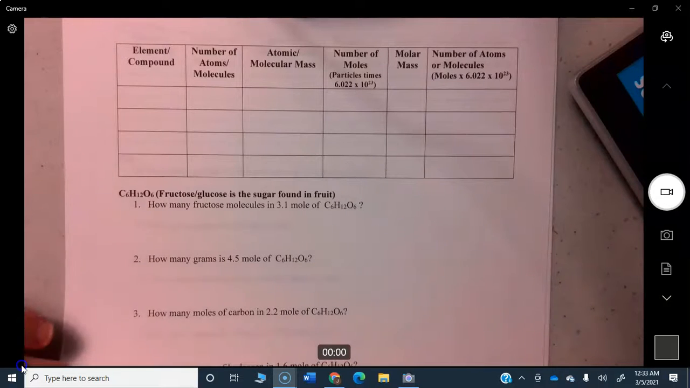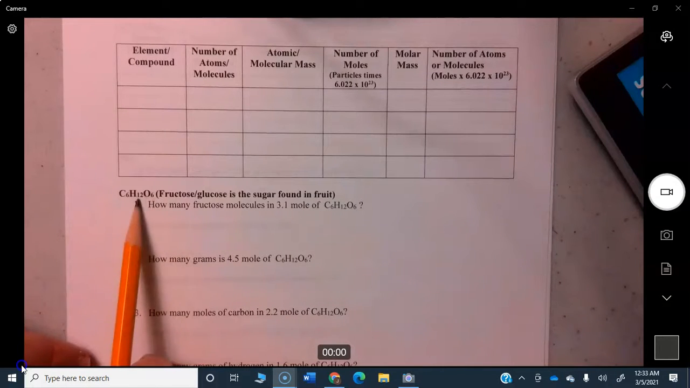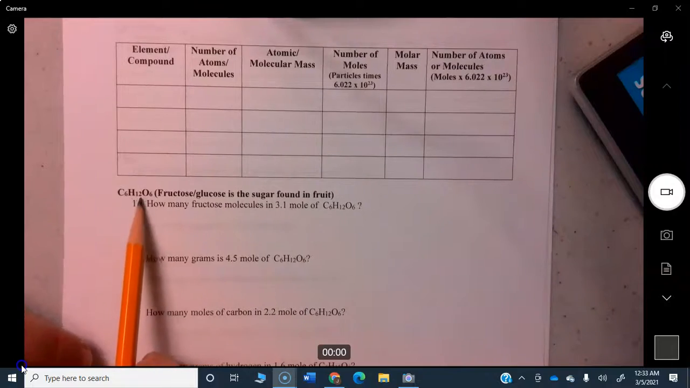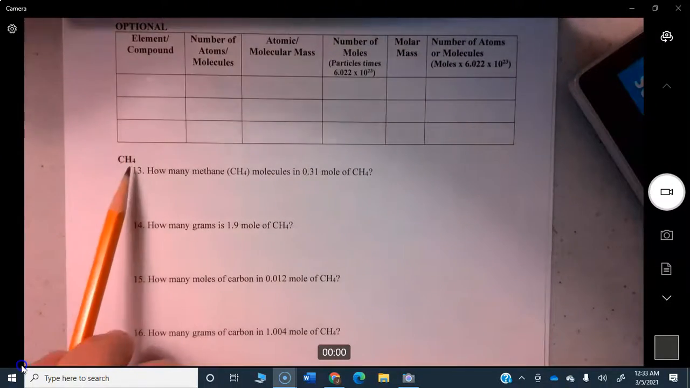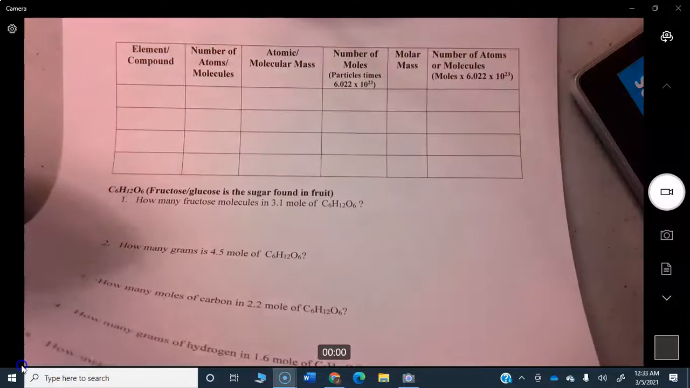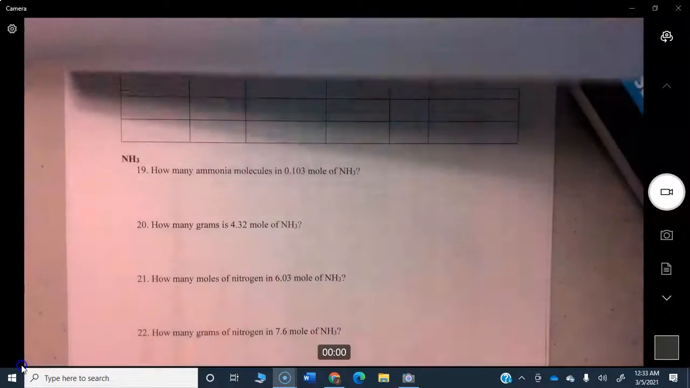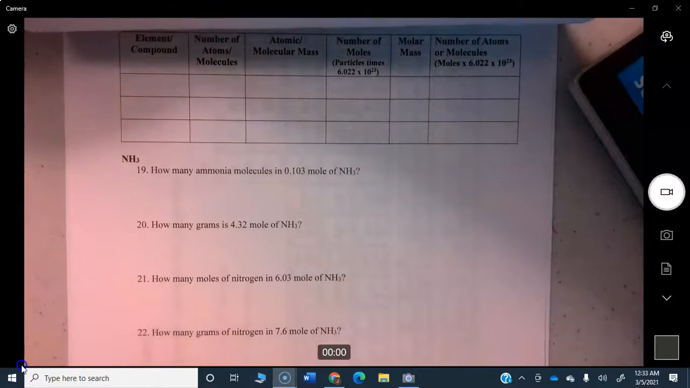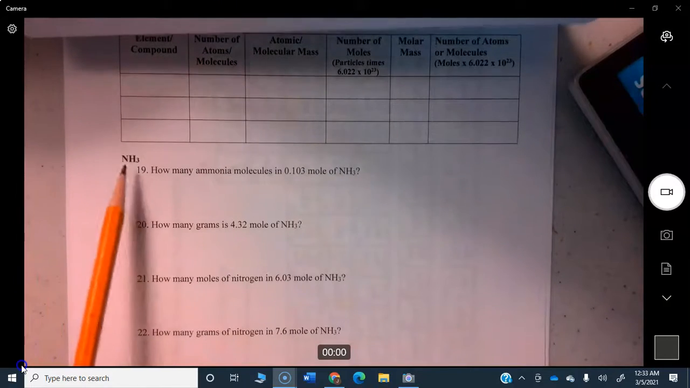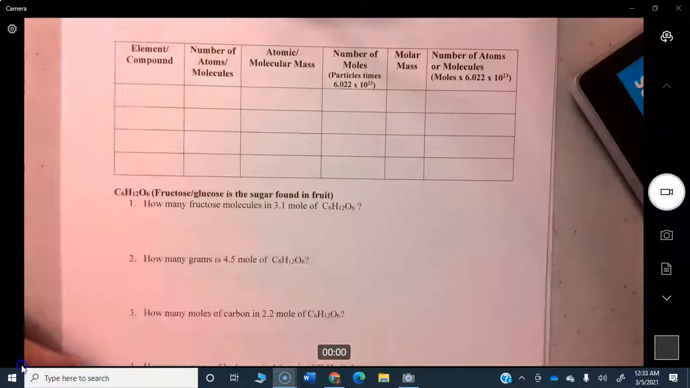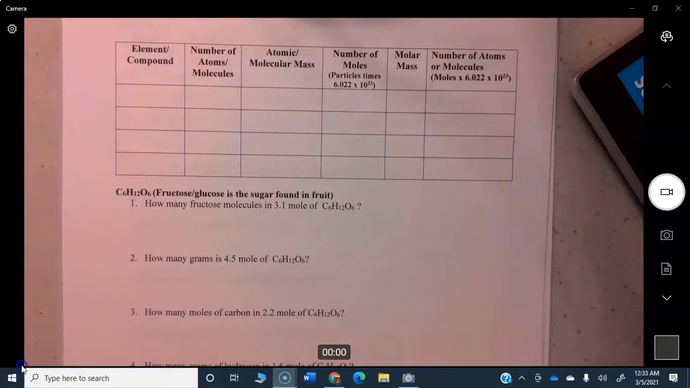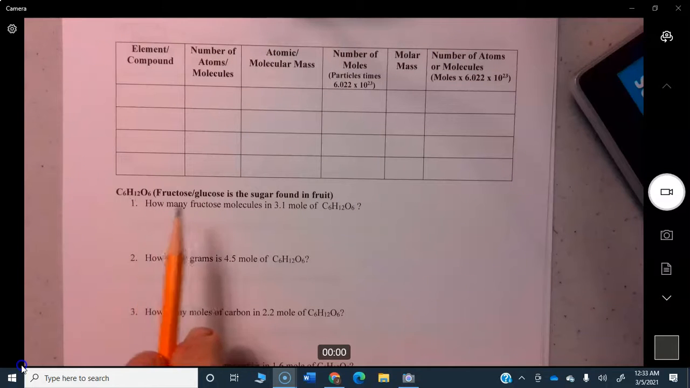There's 3 problems remaining. One is sugar here, sucrose. The next one, it says optional, and that's for methane. You can get some extra credit for that. And then the final one, which is not optional, it's required, is NH3. So this is a required problem, NH3.